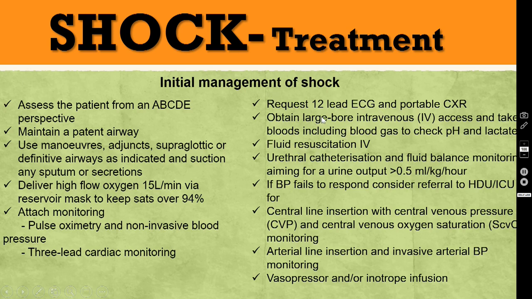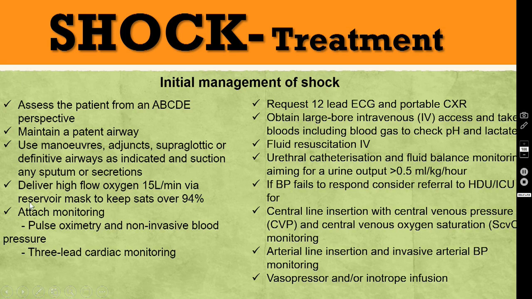So now it is the initial management of shock. We have to assess the patient from an ABCDE perspective. Maintain a patent airway. We can use maneuvers, adjuncts, and supraglottic or definitive airways as indicated, and suction. We can do suction for any sputum or secretion. Deliver high flow oxygen, that is 15 liters per minute via reservoir mask to keep the saturation over 94%.